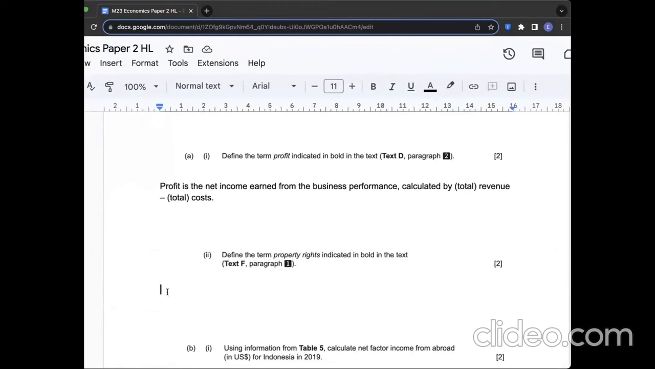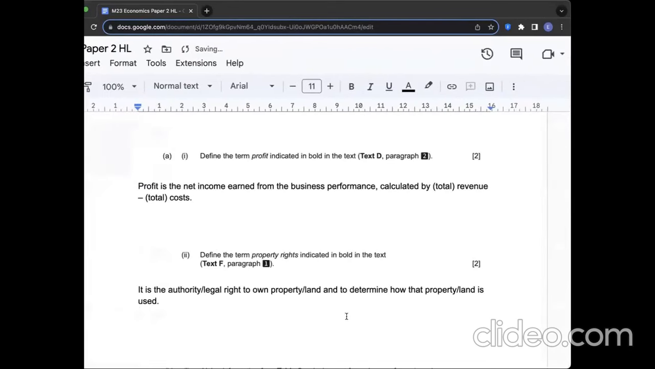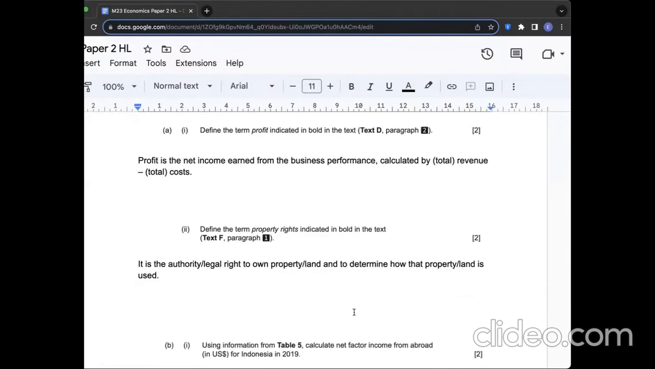That's enough. A2, define the term property right indicated in bold in the text. Having property right means you have the legal right or legal authority to own a certain property of your own, such as land, house, or things like that. And it's going to let you determine how to use such property. That's the property rights.